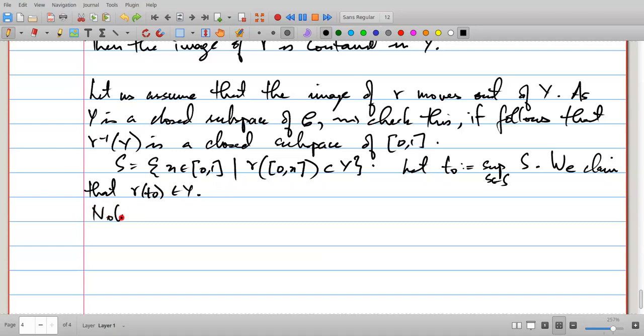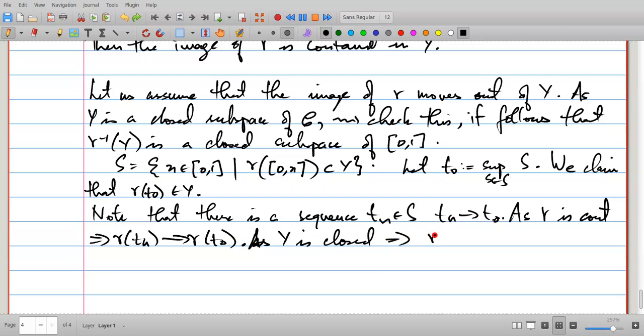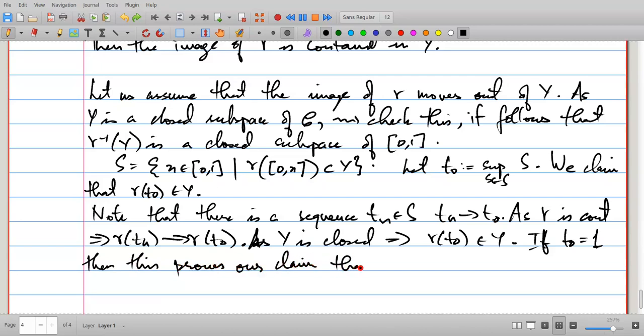So note that there is a sequence Tn in S such that Tn converge to T naught, and as gamma is continuous, this implies gamma of Tn converges to gamma of T naught, and as Y is closed, this implies gamma of T naught belongs to Y. So if T naught is 1, then this proves our claim that gamma of this whole thing is contained inside Y.